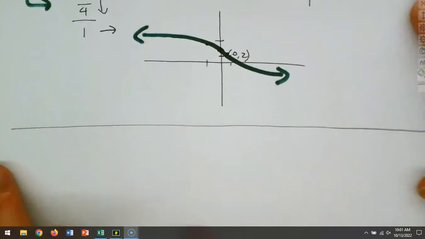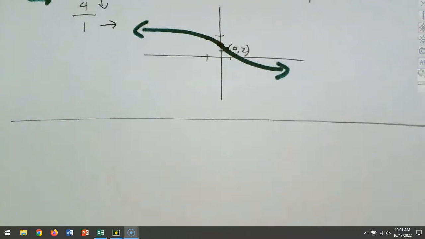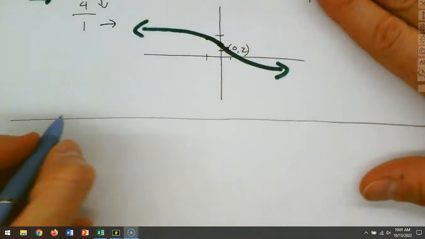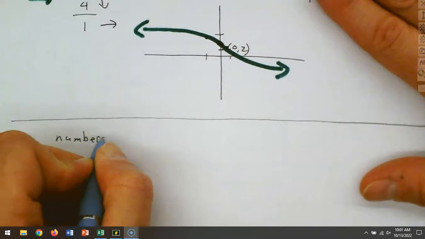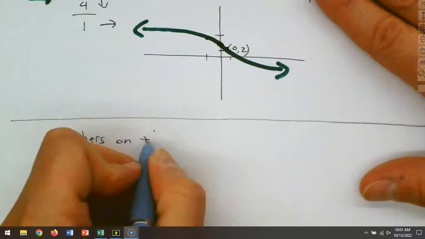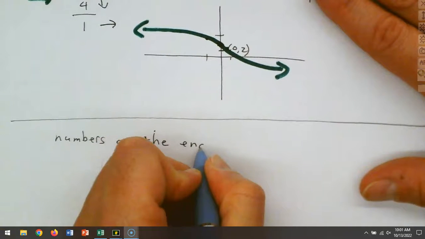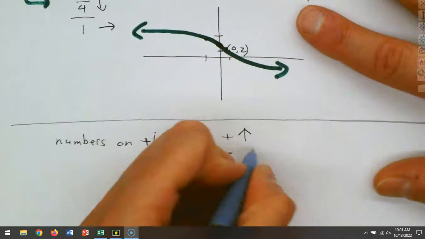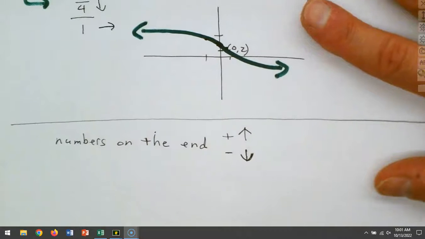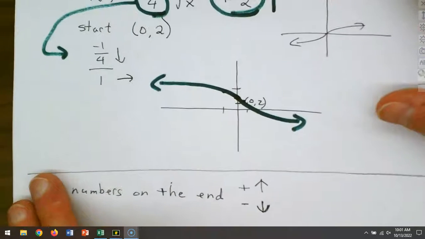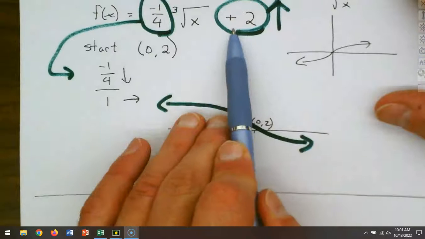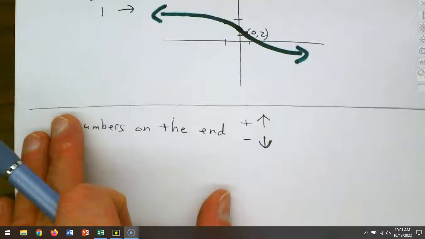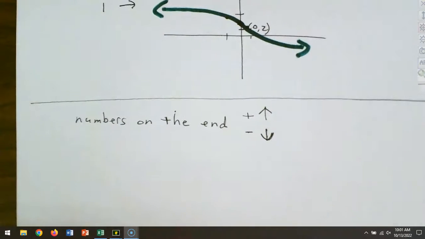So now let's review everything we've talked about so far. The first thing we're going to talk about is numbers on the end. If the number's on the end and it's positive, that moves the graph up. If it's negative, that moves the graph down, right? So like this one. That 2 on the end, that was what? Positive. So what did it do to the graph? Moved it up. So numbers that are on the end, if they're positive, they go up. Negative, they go down.